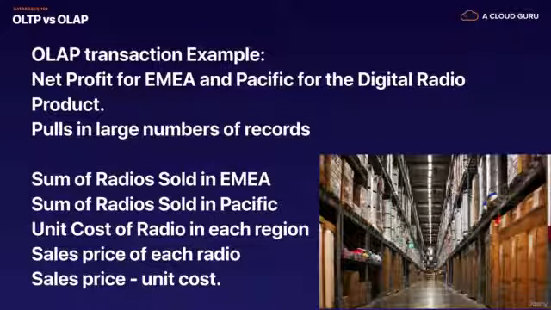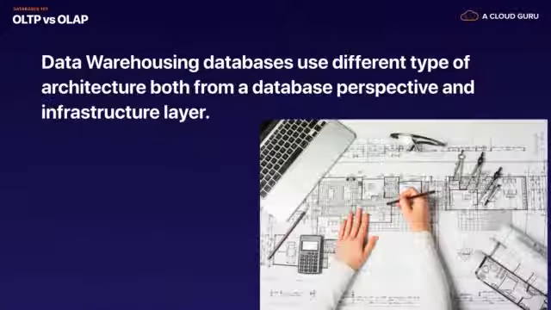And so this is going to pull in a huge number of records. It's going to do a huge number of queries. So it's basically going to add up the sum of all radios sold in EMEA. It's going to add up all the sums of radios sold in the Pacific. It's going to figure out the unit cost of the radio in each region, and then it's going to take the sales price of each radio, and then it's also going to need to figure out the difference between the sales price and the unit cost. And essentially, it's going to run a whole bunch of queries onto my database.